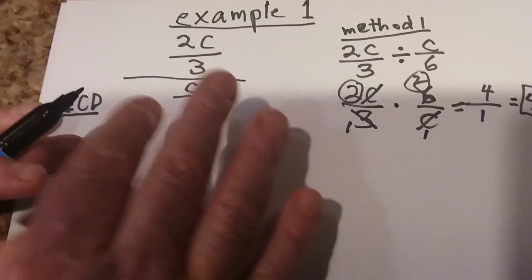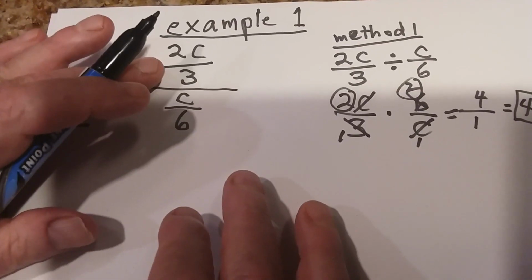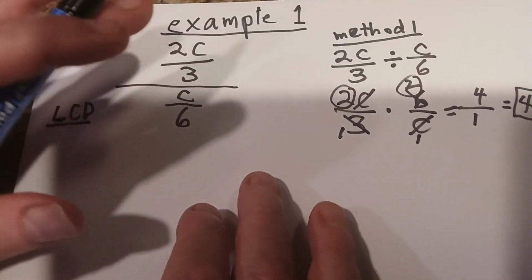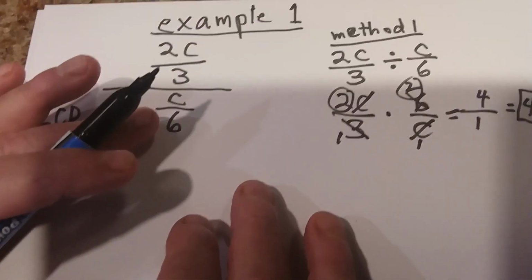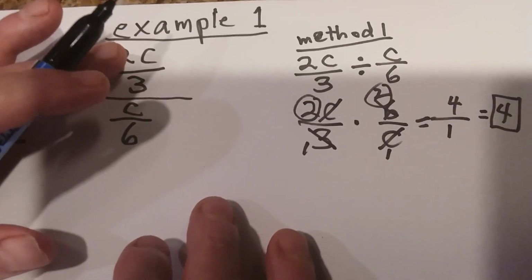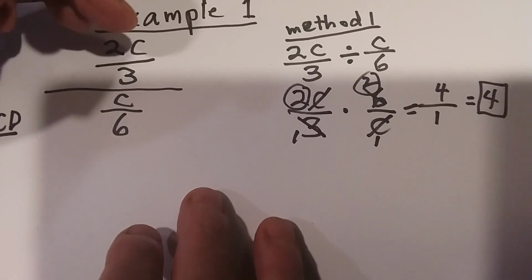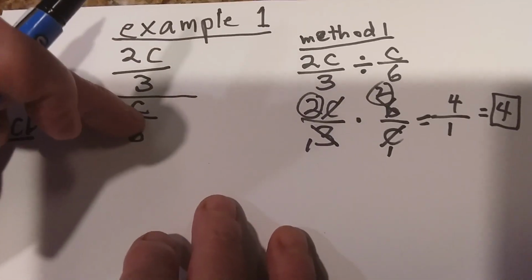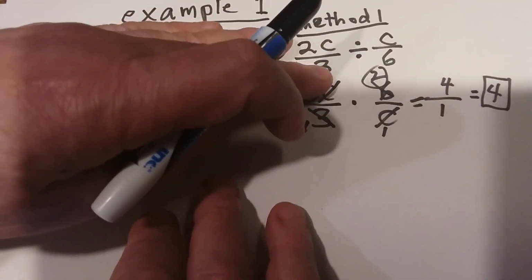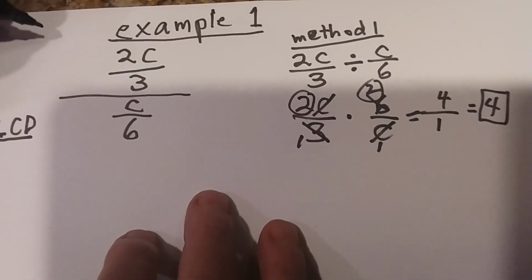Okay, now let's go to another method. This next method I'm about to go over with you is very useful when the problems get more difficult. This is the easiest example. So as I said before, if you just have one fraction on the top and one on the bottom, you could use the other method. But now I'm going to show you the LCD method.